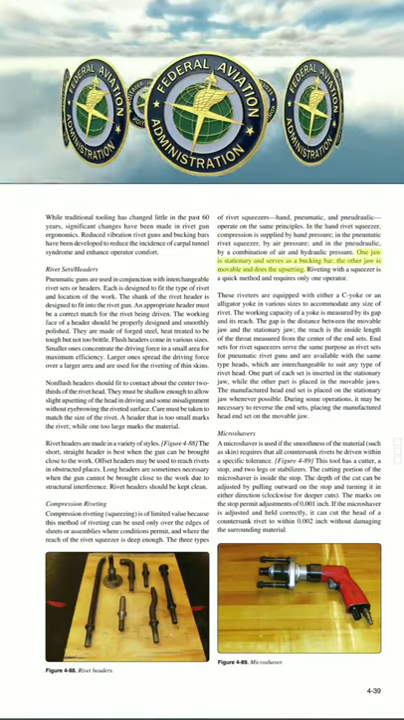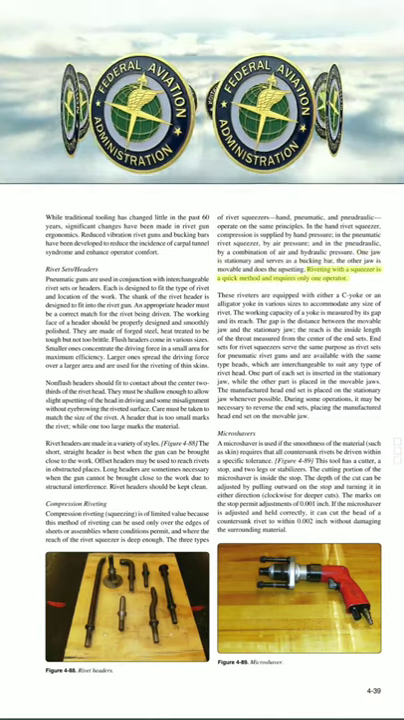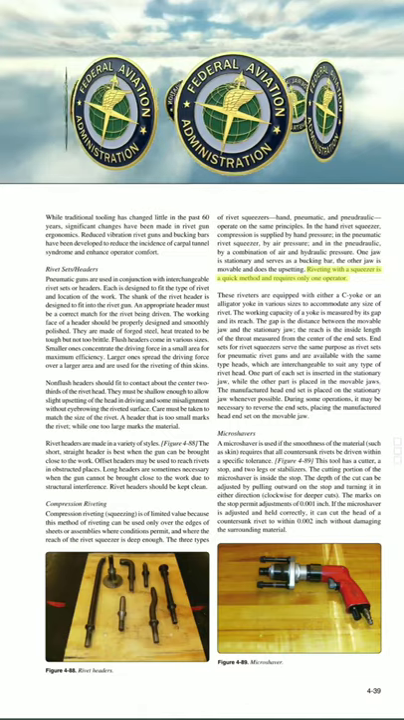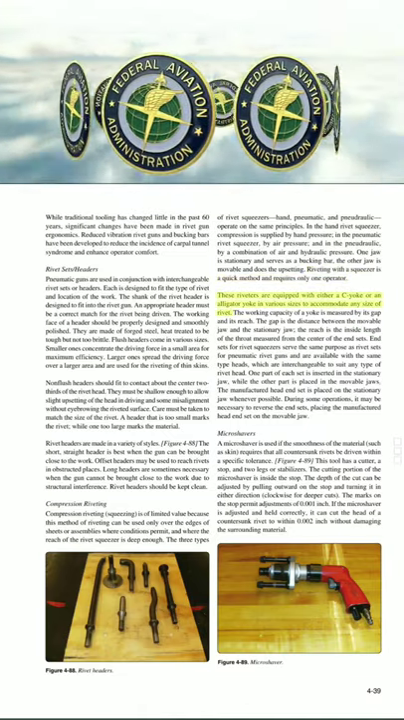One jaw is stationary and serves as a bucking bar, the other jaw is movable and does the upsetting. Riveting with a squeezer is a quick method and requires only one operator. These riveters are equipped with either a C-yoke or an alligator yoke in various sizes to accommodate any size of rivet.